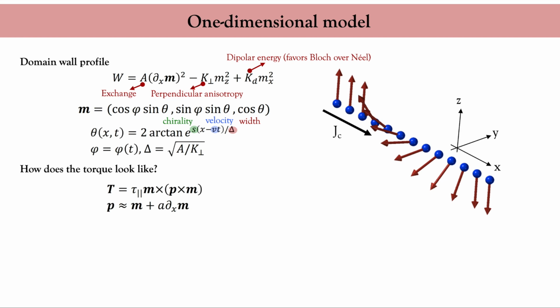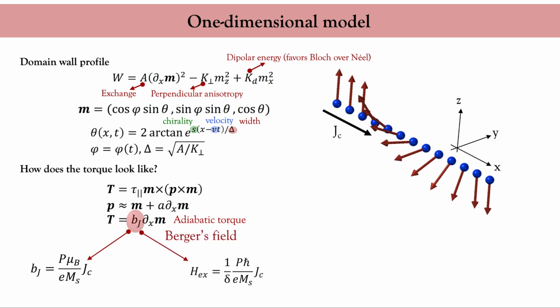As a result, the torque looks like that, with a coefficient Bj that has the dimension of a velocity and is proportional to the spin current polarization P and to the current density Jc, and is also inversely proportional to the saturation magnetization Ms. This torque is called the adiabatic torque. You can notice that if you replace the spatial gradient, dm over dx, by the inverse of the domain wall width, you get the effective field predicted by Berger in 1978. Beautiful, isn't it?